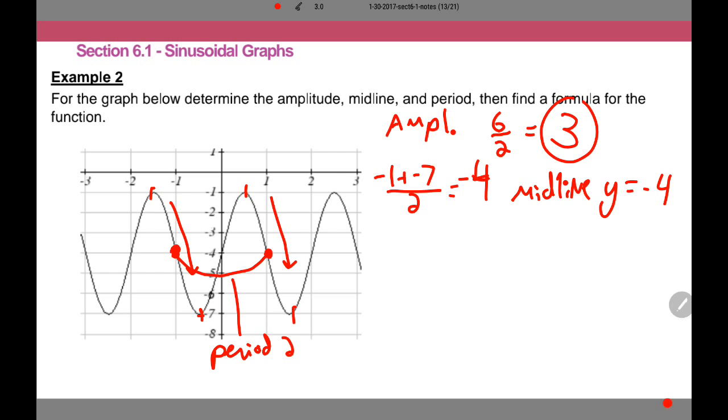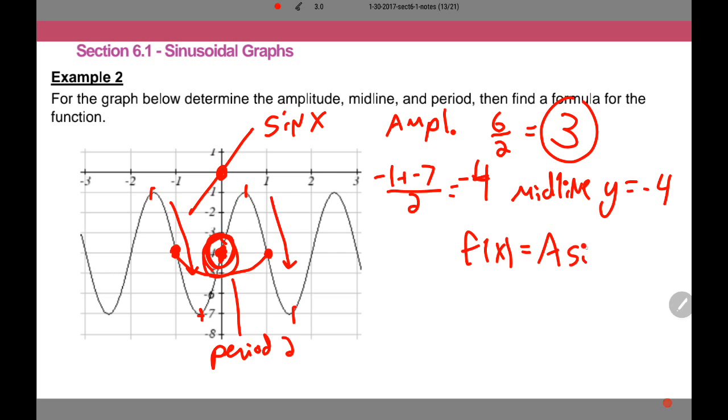Now, in my function, I'm going to choose this to be a sine function because at the midline, I'm kind of going through where it would be up here normally. So a sine function goes through the origin. In this case, I'm increasing through the y-axis, so it's going to be a sine function.